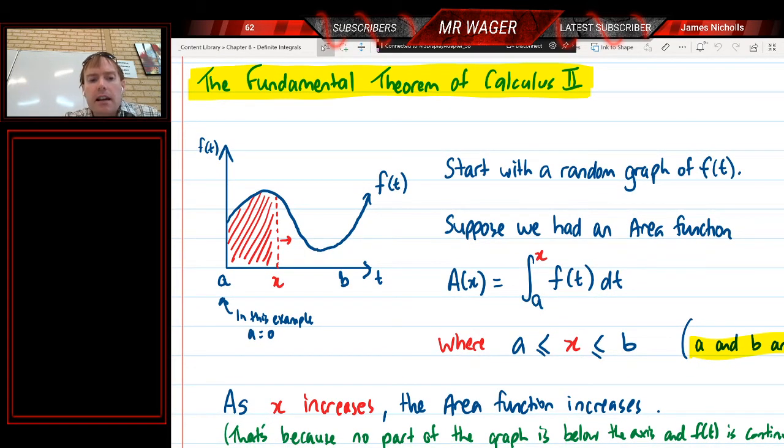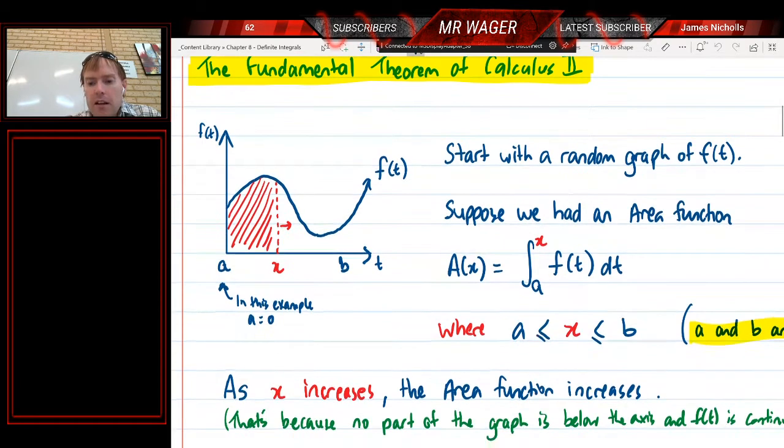So as we can see here, as x increases from left to right, the area underneath the curve is going to increase, okay? So at the very beginning, if my x line was right on the y-axis, the f of t axis, the area function would be 0. And as we fill in more space from left to right, the area function increases. The area underneath the curve gets bigger and bigger.